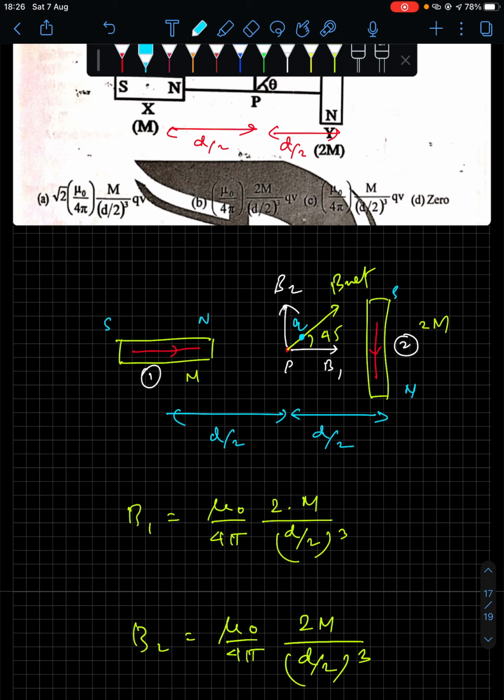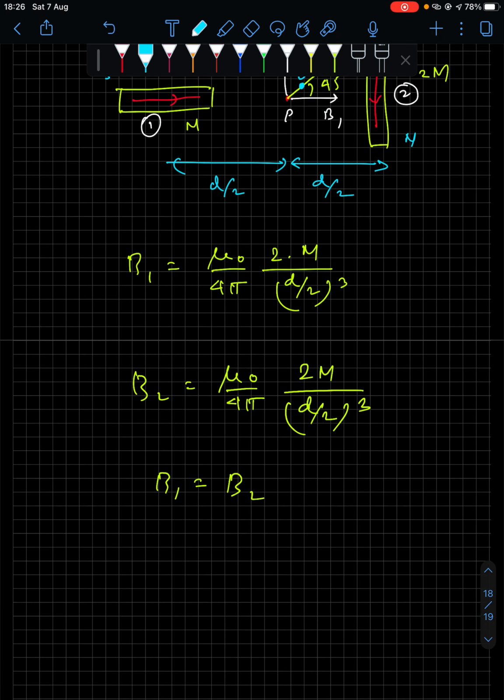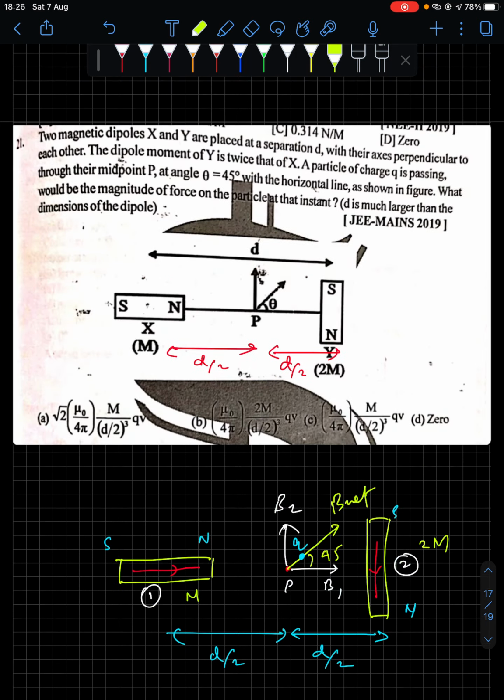Now we know when a charged particle goes parallel to the magnetic field, or anti-parallel to the magnetic field, then the magnetic force acting on the charged particle is 0. Therefore your answer will be option number D. Okay, so closing this talk.